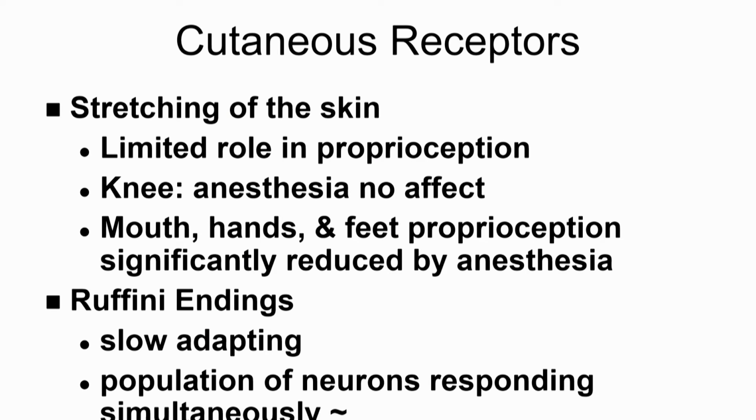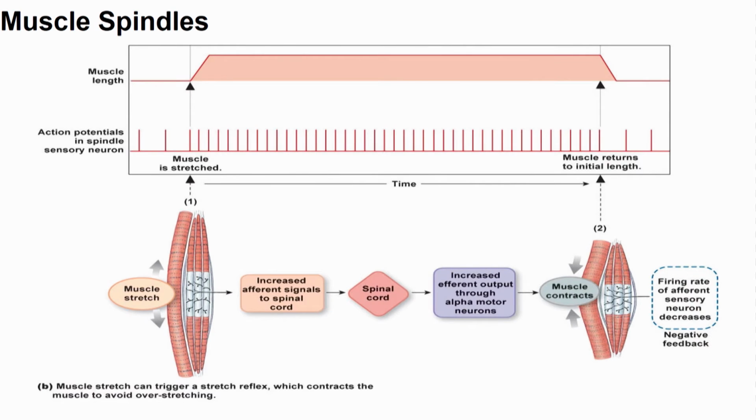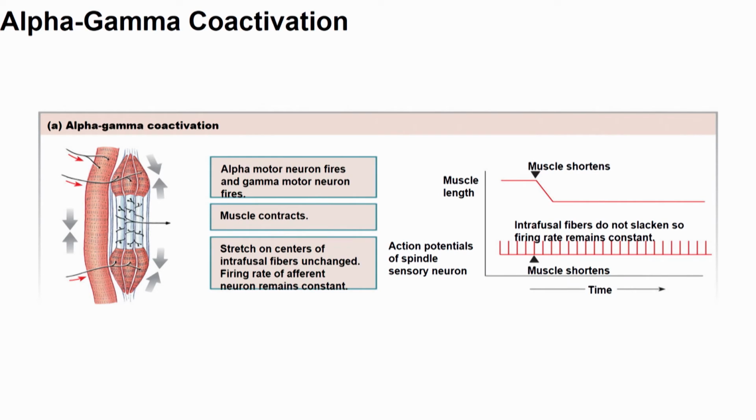Ruffini endings, since they are slow adaptive, a population of the neurons responding simultaneously, that has very significant input to the cutaneous receptors.